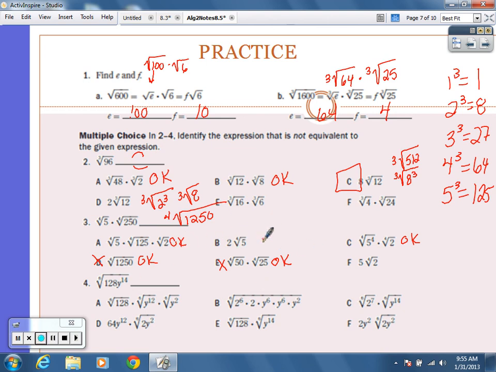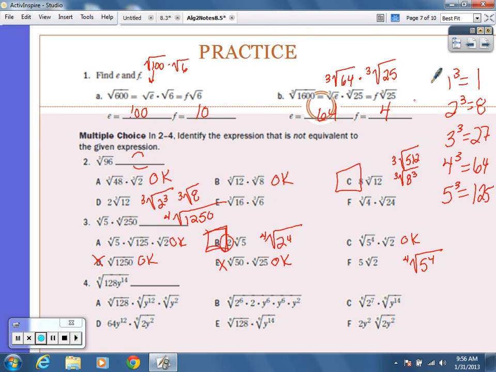We're going with fourth root. For this 2 to have happened, it would have been the fourth root of 2 to the fourth. 2 to the fourth is 16. 16 times 5 is 80. Not big enough. B does not work. Would this one have worked? The fourth root of 5 to the fourth. 5 to the fourth is 625 times 2 is 1250, so that one is okay.